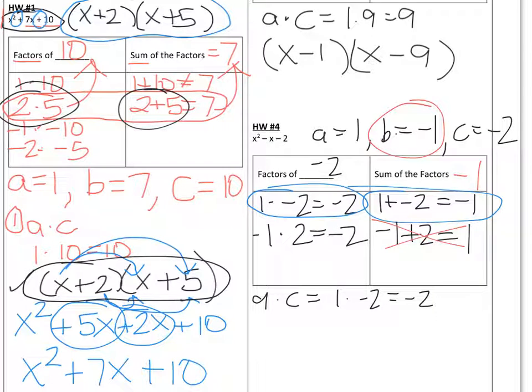So our factors, in parentheses, x in the front, and then the numbers that we found to work for both were positive 1 and negative 2.